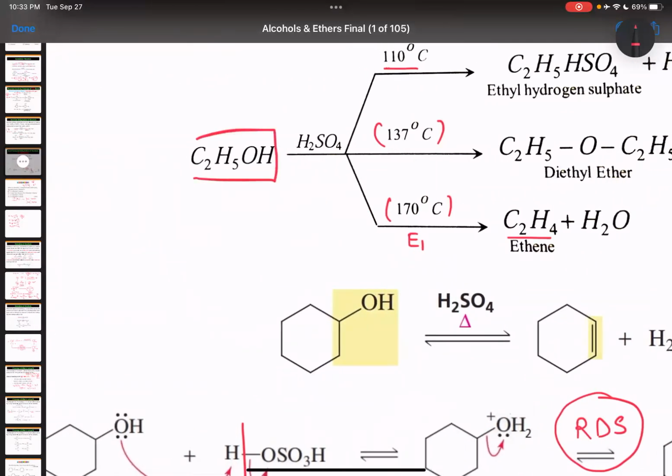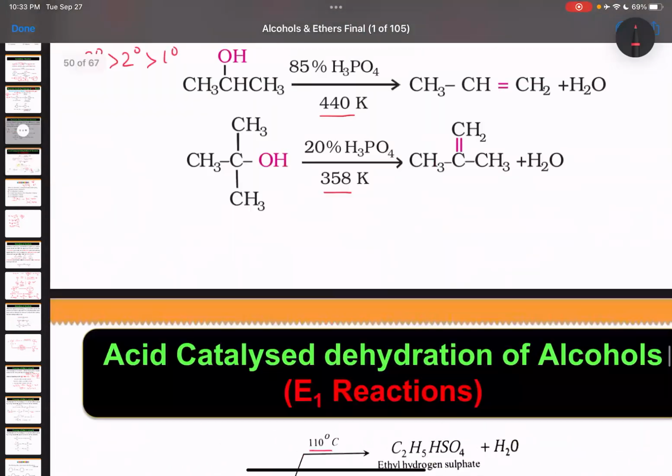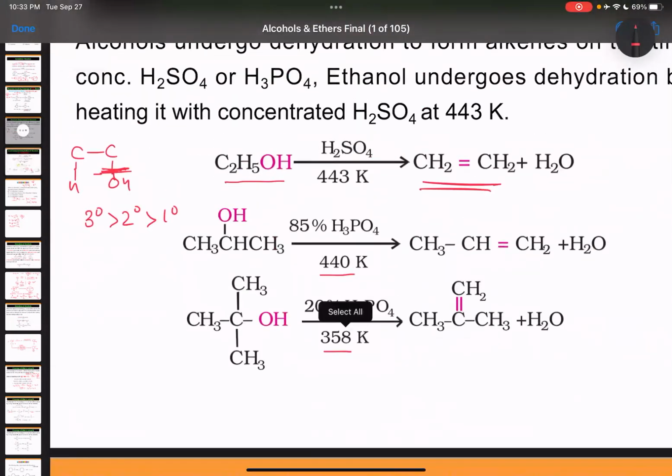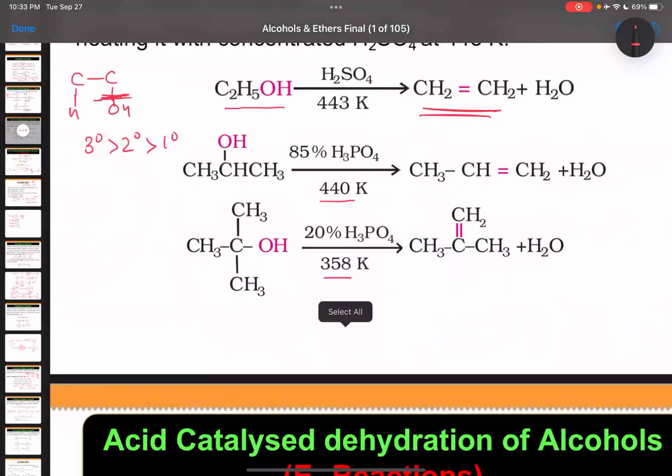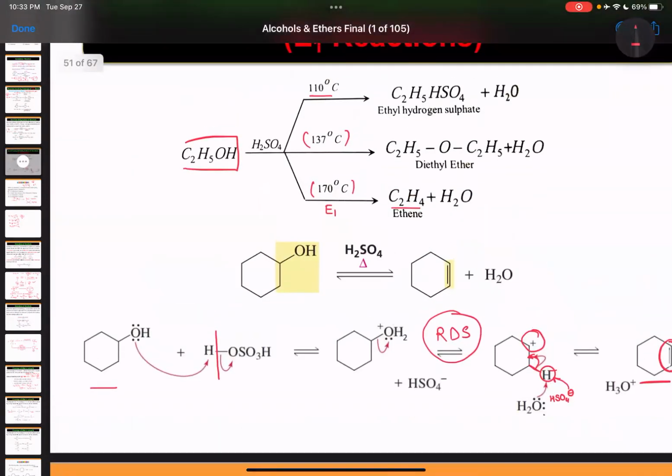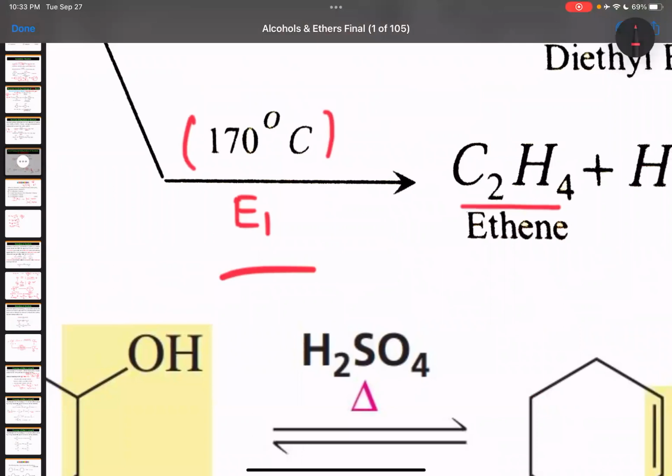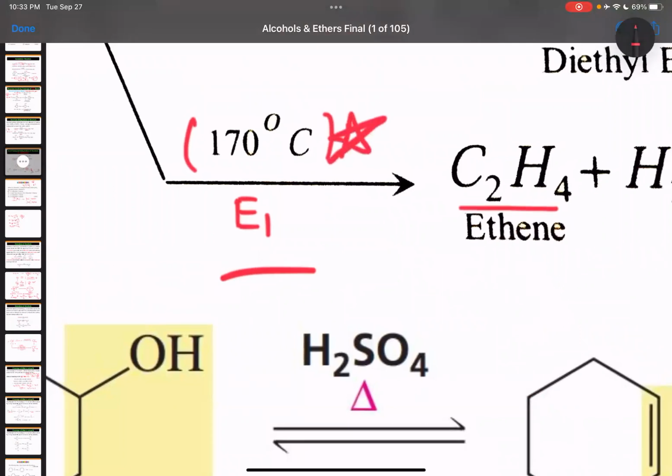For ethanol, you don't have to remember this for all the alcohols. A different alcohol will get dehydrated at a different temperature. You need to know the temperature for ethanol because this is asked at many places. Is it clear?